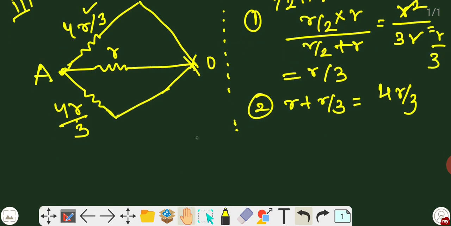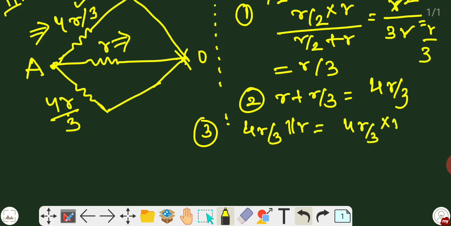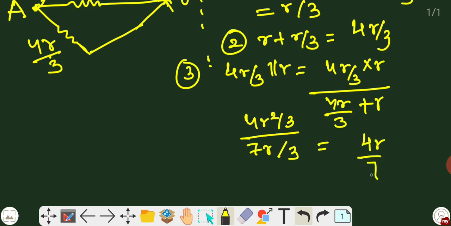Fine. So let us solve the third part. This 4R by 3 and this R are both in parallel. 4R by 3 is parallel to R, that is 4R by 3 multiplied by R, over 4R by 3 plus R. That is 4R square upon 3, over 7R upon 3. So that is 4R upon 7.